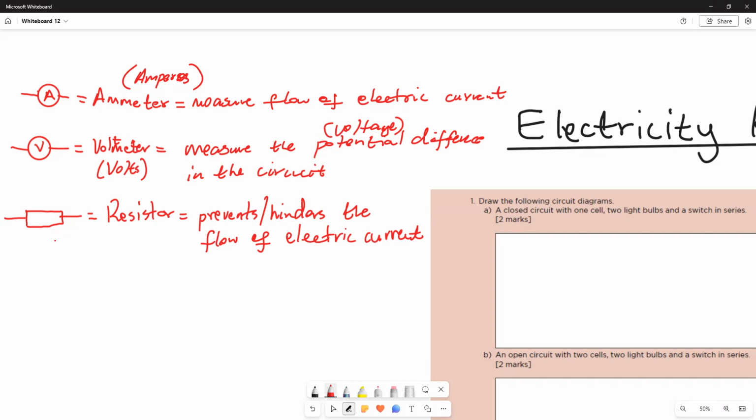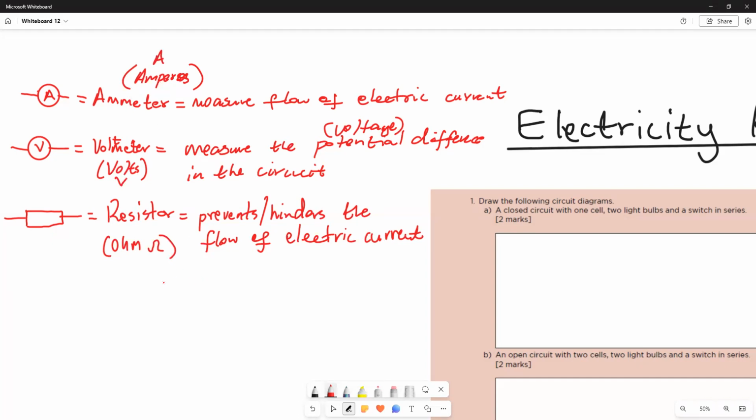So if we increase the resistance, the flow of current will reduce. If we decrease the resistance, the flow of current will increase. So resistance is inversely proportional to the current flow. The higher the resistance, the lower the current, and vice versa. Okay. And the units of measurement for resistance, it's ohms, with this symbol. Perfect. Volts, sometimes they just use V, and for amperes, sometimes they use just A.